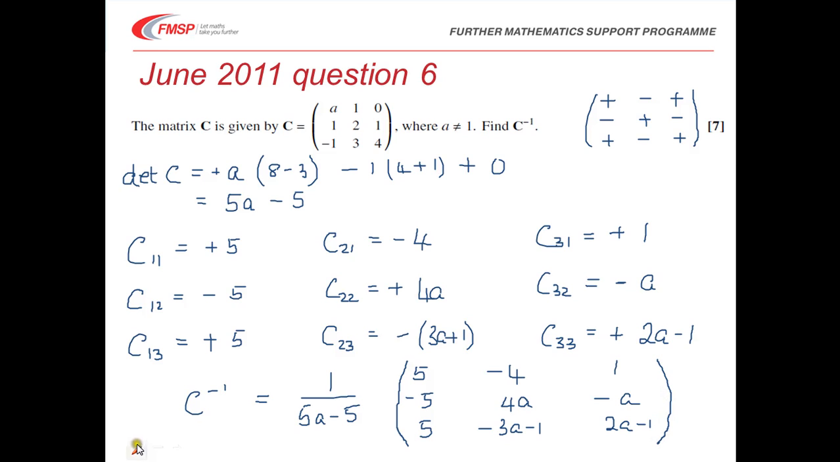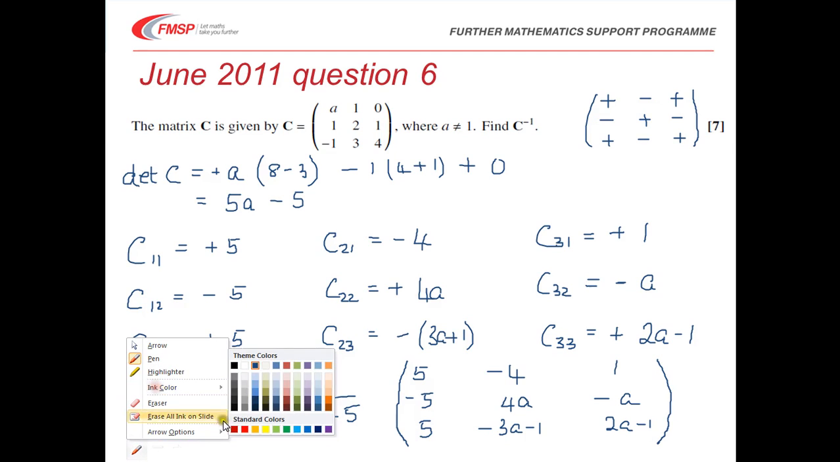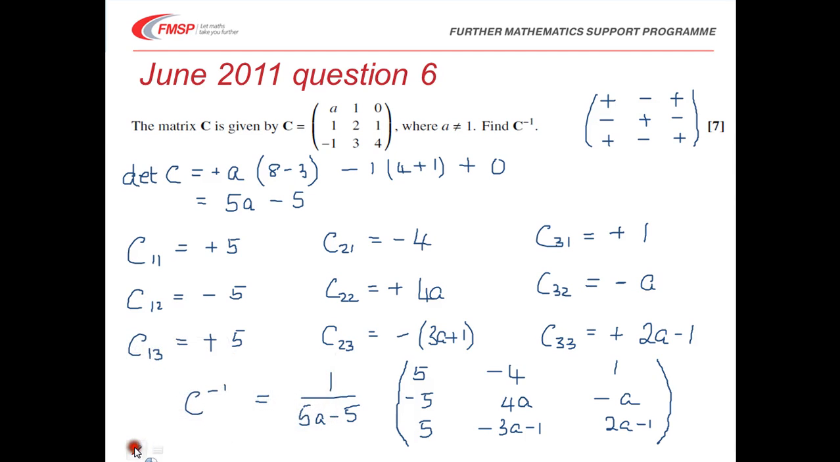There were 7 marks for that question, so let's have a quick look to see how those 7 marks are given. 3 marks first of all for the determinant. You got 1 method mark for expanding it. You got another method mark if you got at least one of the 2 by 2 determinants correct, either that one or that one. And then you got an accuracy mark. So 2 method marks and an accuracy mark for getting your determinant correct.